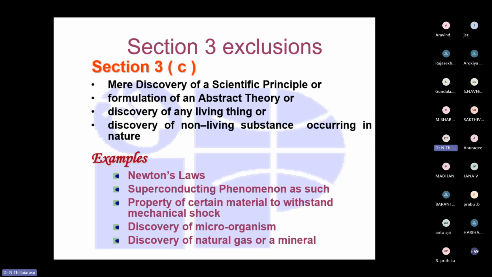And see, the mere discovery of scientific principles, or the formulation of an abstract theory, or the discovery of any living thing or any non-living substance occurring in nature. So generally, you get one small stone. Okay, it is a very rare stone, some other kind of stone, not like some rock in your land. You are getting some new substance, or discovering some living or non-living thing, say some small insect found nowhere else. This is not a new invention you have made.